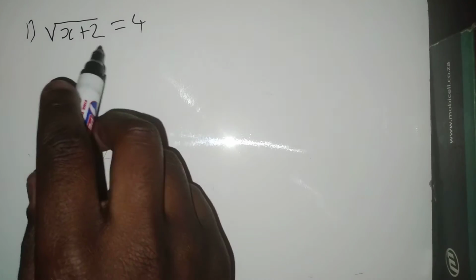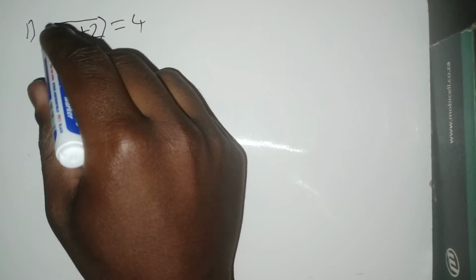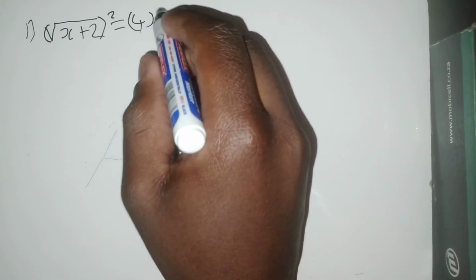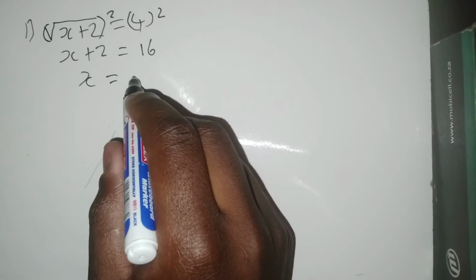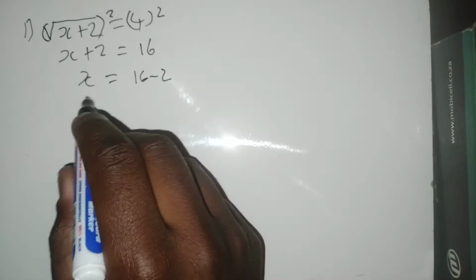So here's the first one. Here's the first question, so you can pause the video and attempt it. The first one is quite easy. This part is already isolated, so we don't need to isolate it. We can now square both sides. When we square both sides, the square removes the square root, and we have this. Then we have to solve for x. We take this to the other side, it becomes that, then 16 minus 2, which is 14.